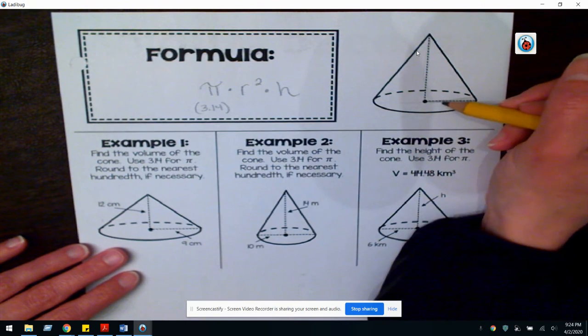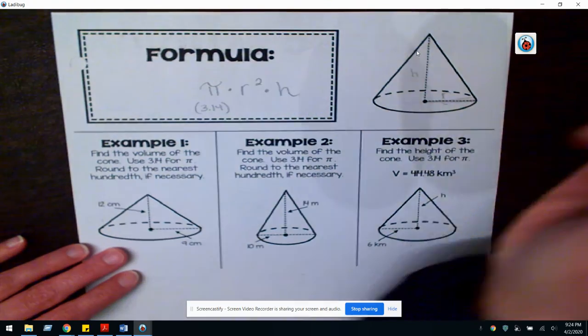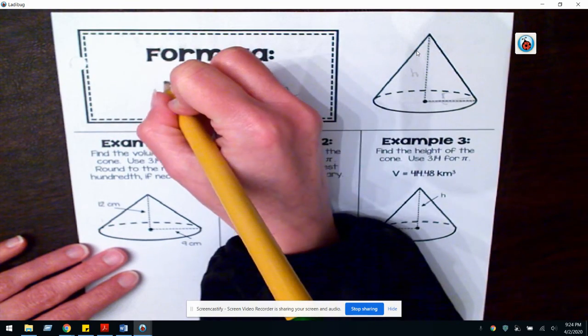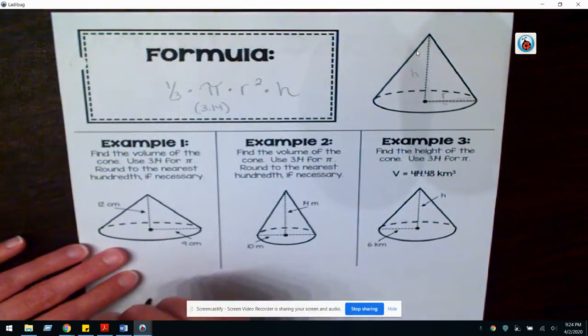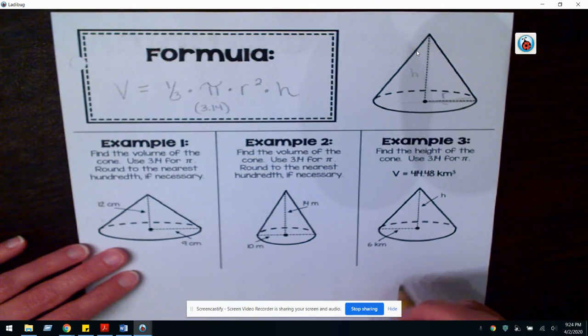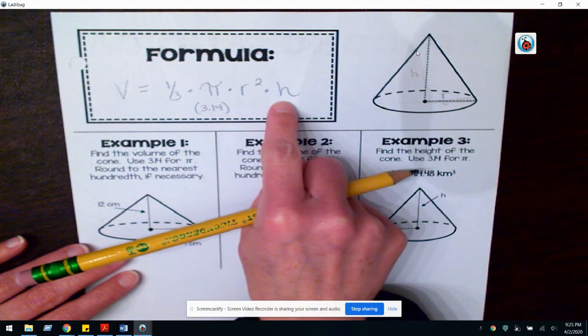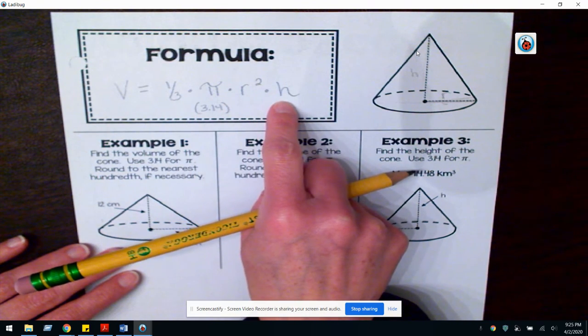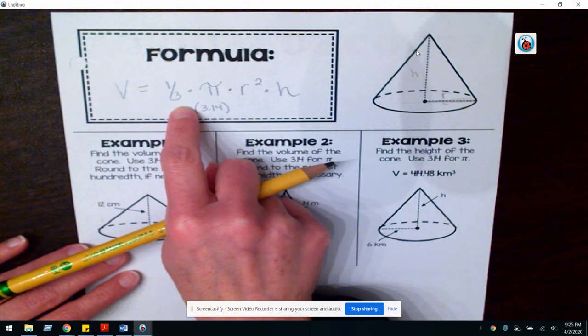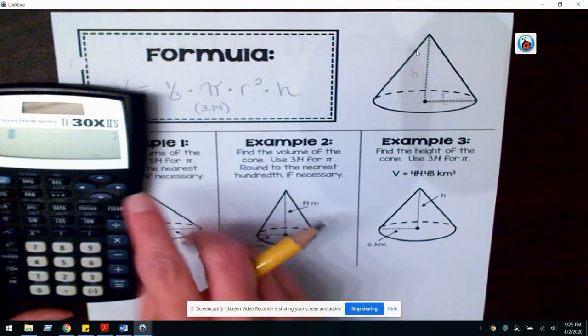So if today we're talking about a cone and we have our height and our radius, well, for a cone, we just throw 1/3 in before it. So volume of a cone is 1/3 times pi times r squared times the height. So it's exactly what we've done the last 2 days. You just have to put 1/3 in before it. And I will show you how to do that on the calculator.